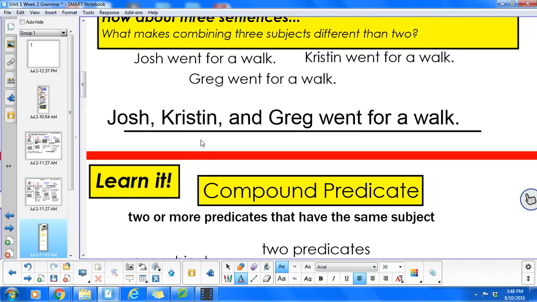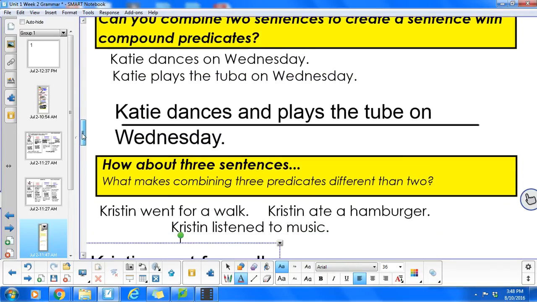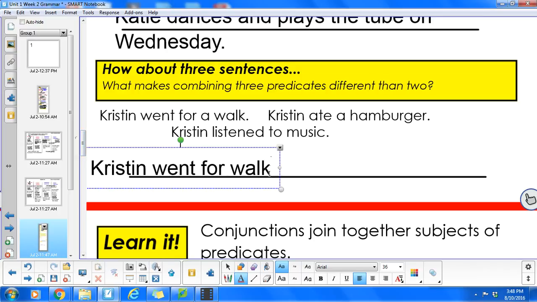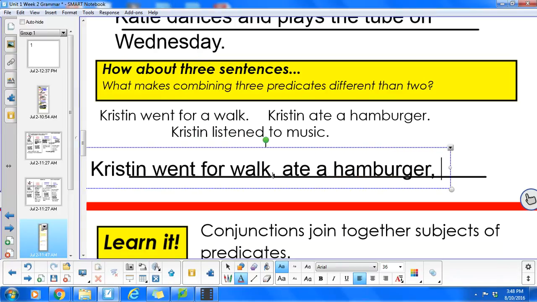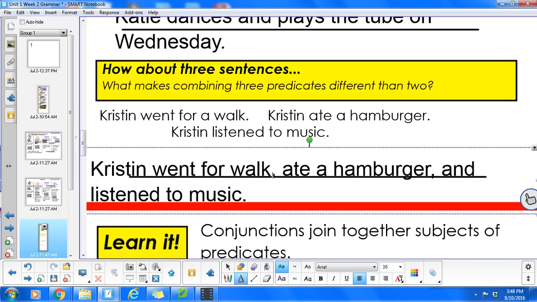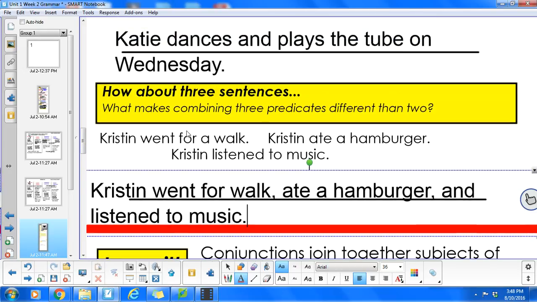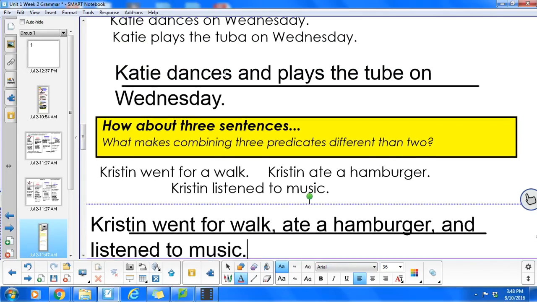Now, just like up here, when we combined the three people that were walking, do you remember how we put commas in between Josh, Kristen, and Greg because there were three people? We have to do the same thing when we list three predicates. Kristen went for a walk, comma, ate a hamburger, comma, and listened to music. So if there are three things in the list, we put commas. Check out up here. Did I put any commas if there were just two things? I didn't, so watch out for that.